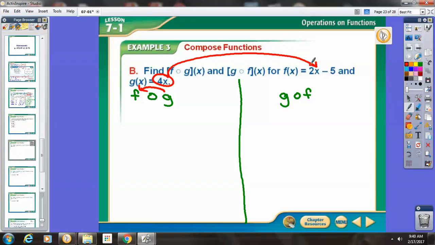Okay, so everybody okay with putting 4x in for x? So what is that going to look like? Well, we're putting in place of our x in f, 4x. So 2 times 4x. Can you simplify that? What's 2 times 4x? 8x. Can I take 8 minus 5? That's all I can do, is just 8x minus 5.